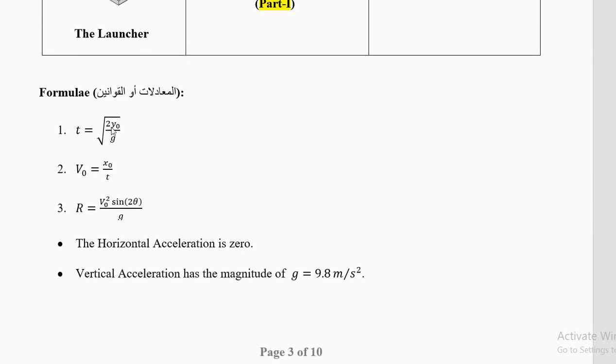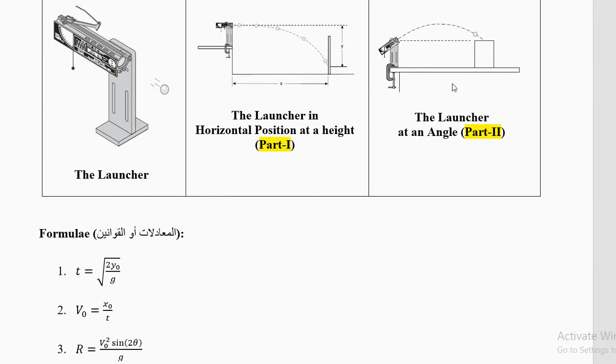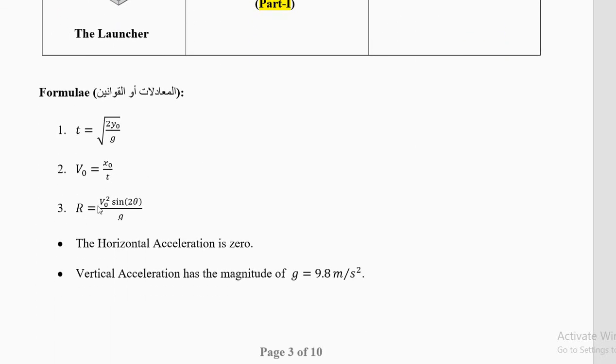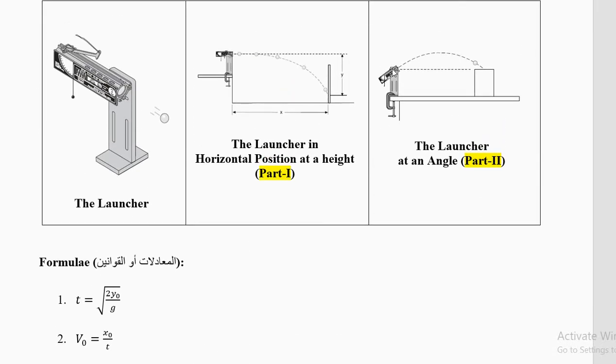Now what are the formulas? The time is the square root of 2 y0 by g, v0 equals x0 by t. What is x0? This horizontal distance. y0 is this vertical distance. And the range is v0 square sine 2 theta by g. Now what's the range? Range will be from here to here. This is your x0, this is your y0 in part 1. In part 1, you'll calculate the speed of the launcher in a horizontal position. The same speed will be there at an angle in part 2.